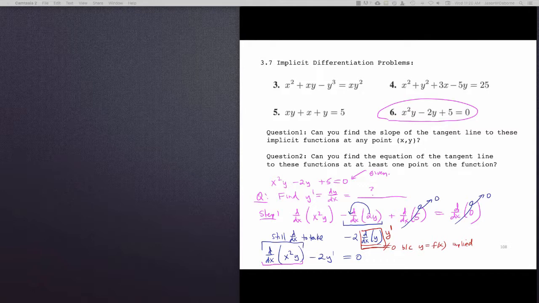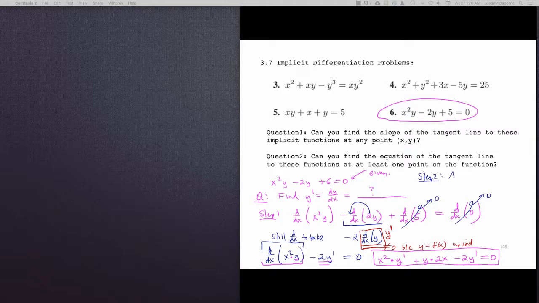There are two functions being multiplied, the x squared function and the y, which is equal to some function f of x. So we're going to need to do the product rule now. It would be first times the derivative of the second plus the second times the derivative of the first. And then there's minus 2y prime is equal to 0 from here. Okay, so that's step one. You're done with step one after you've taken all of your derivatives. Okay, now step two.